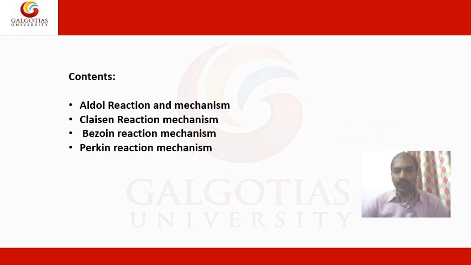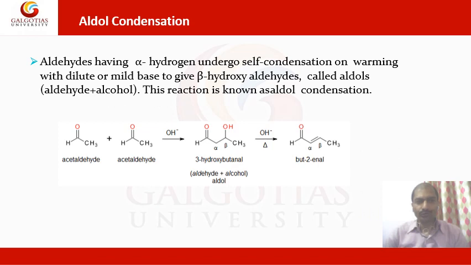during the course of these reactions. So here, starting from the aldol reactions, as the name indicates, it is basically the reaction between two aldehydes. Suppose the aldehyde having an alpha hydrogen undergoes self condensation on warming with dilute or mild base to give beta hydroxyaldehyde called aldols. It means aldehyde plus alcohol, so it gives these aldol products. So the reaction is known as aldol condensation.